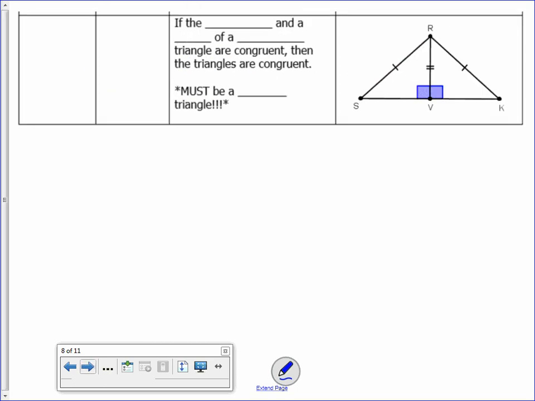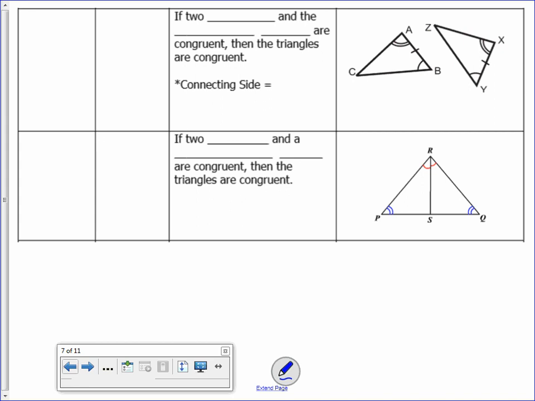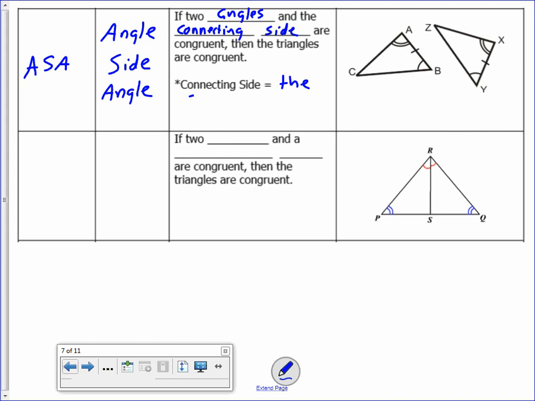The third postulate is ASA, which is angle, side, angle. And this postulate states if two angles and the connecting side are congruent, then the triangles are congruent. What do I mean by the connecting side? The side that connects the two angles.